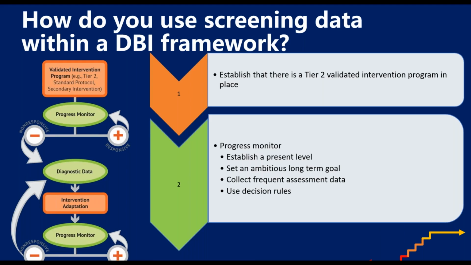So let's look back at that DBI framework and where universal screening fits here. So first, we're going to do that universal screener to figure out which students are appropriate to use the DBI framework with. We want to establish that we've got a tier 2 validated intervention in place. And then what comes next is that progress monitoring piece. So let's talk about progress monitoring.